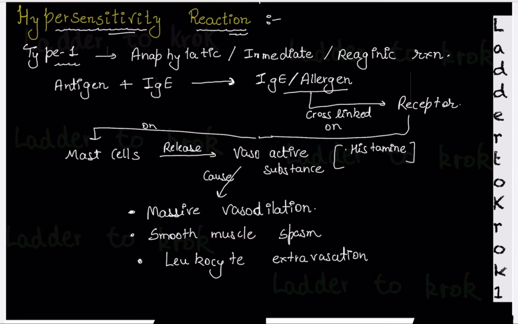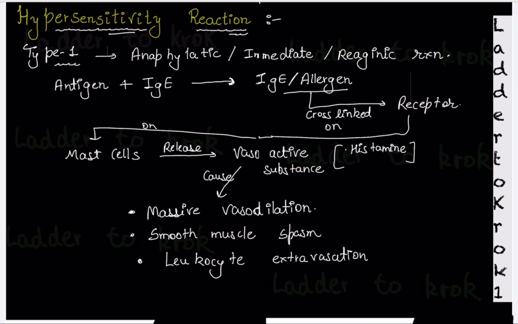So type 1 is clear: antigen and IgE bind and it's immediate. What can you conclude from this immediate part? It's very fast. Which immune response is fast? That is the secondary response. Remember this thing.